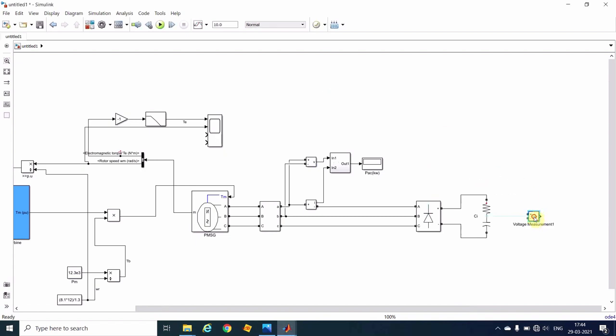Okay, so now we will connect this one here. So this one will be VDC. So also we will require a current measurement. So here I will put one, and first I will modify its name. This is IDC.